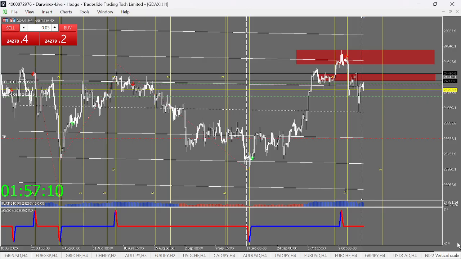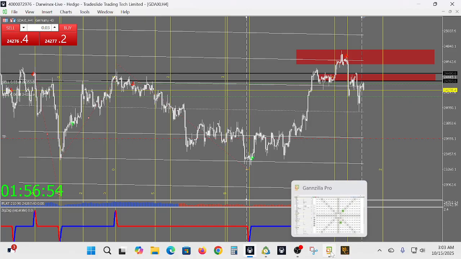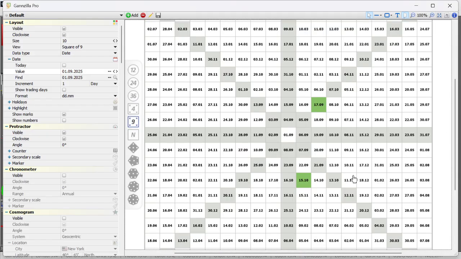I gotta tell you guys, open your mind. Open your mind to weird shit, all right? Because it worked. It worked. Do a backtesting and you'll see what I'm talking about. If you do a backtesting with this, it's gonna blow your mind.